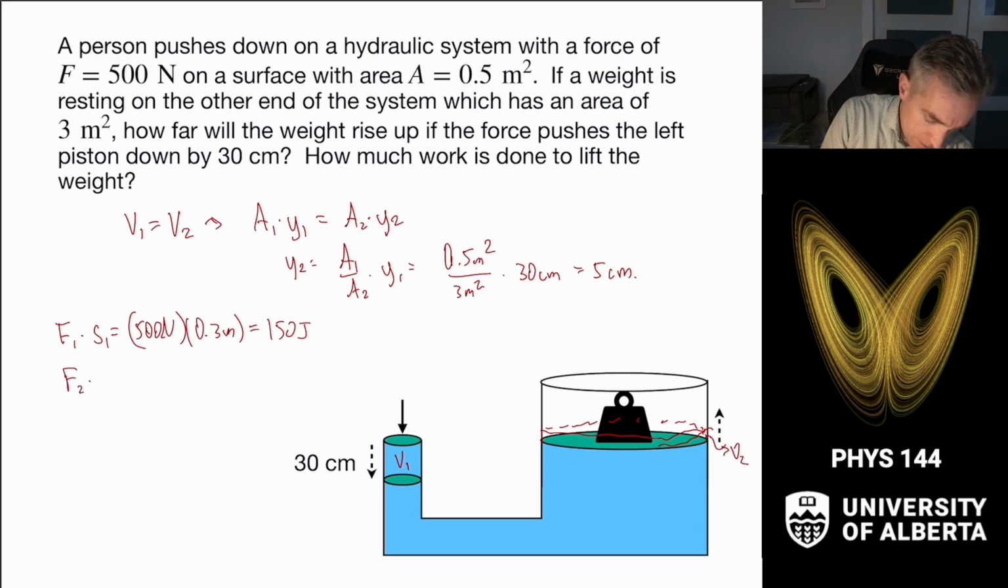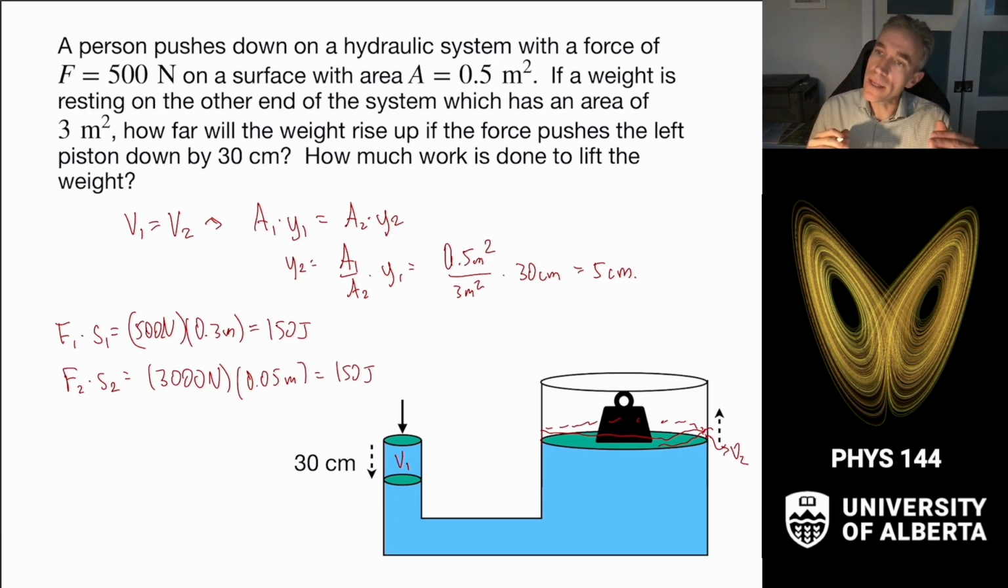F2 times the displacement 2 is going to be the force that we've gained, 3,000 newtons, but it only goes up by 5 centimeters, or 0.05 meters, and that also gives me 150 joules. So even though we get a force magnification, just like in pulley systems, the displacements will be smaller. And since the displacements are smaller, we get an equal amount of work. So we don't get something for nothing using these hydraulic systems.